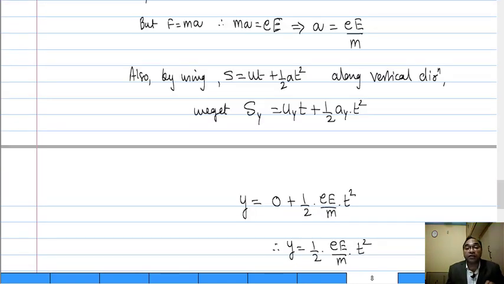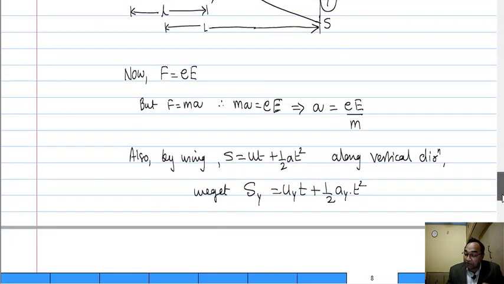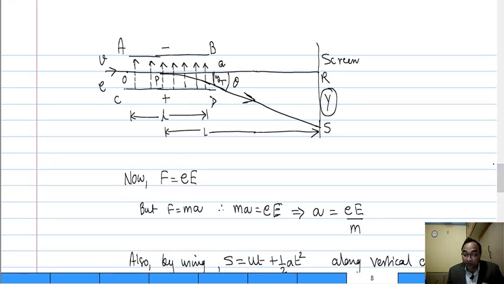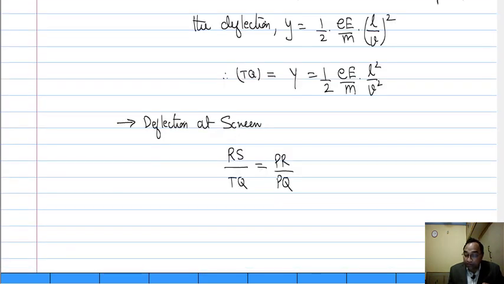Now, what will be the deflection on the screen? What we calculated was the deflection when it emerges out of the electric field region. Now, what will be the deflection when it reaches the screen? Clearly from the diagram we can say RS is the deflection on the screen, while when it comes outside the electric field, this TQ, this was the deflection y that we have taken. Now, this being almost a straight line, we can consider PQT as one triangle and PRS as another triangle. Similar triangles, therefore, we can take the ratio of the corresponding sides. That is what we can do here and say RS by TQ is PR by PQ.